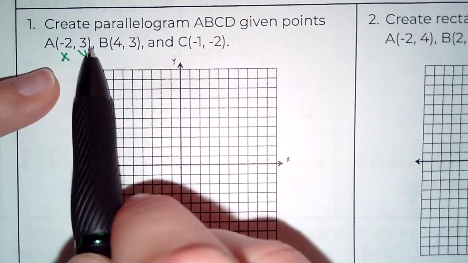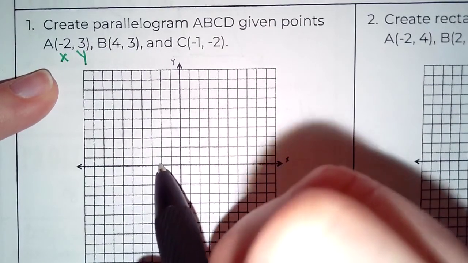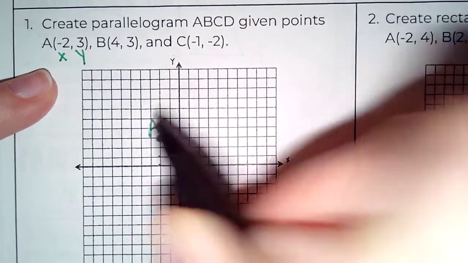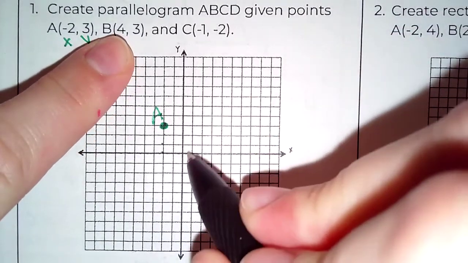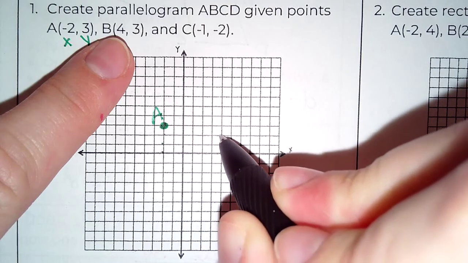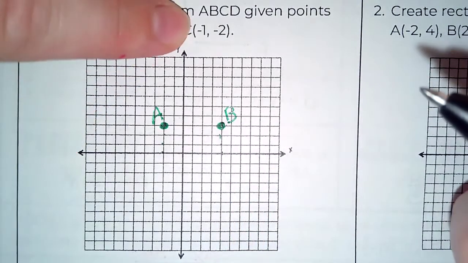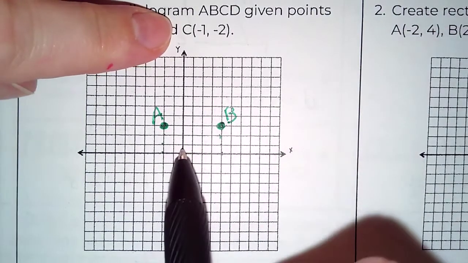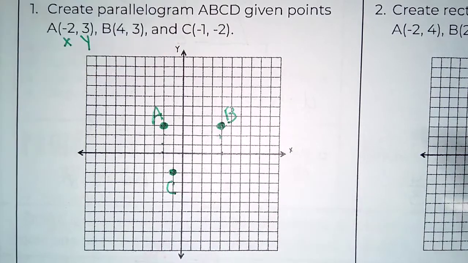So negative 2, 3. So I start at my origin and go left 2, up 3. And I plot A. Then 4, 3. So start back at my origin, go right 4, up 3. And here's B. C is at negative 1, negative 2. So start at my origin, left 1, down 2. C.